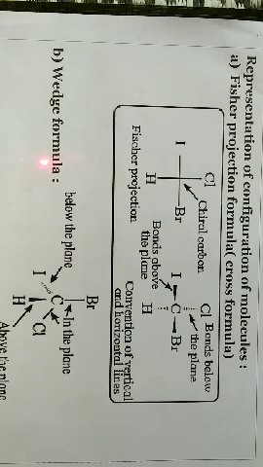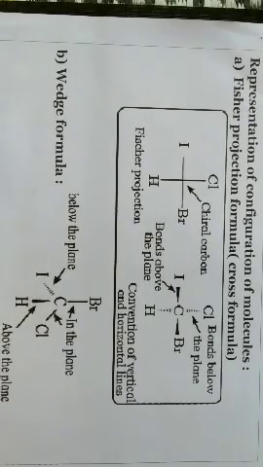One more formula is the wedge formula. In the wedge formula, the tetrahedral carbon is shown like this. The C-Br bond is in the plane. Then the C-H bond is above the plane, coming towards our side. The C-Cl bond is also in the plane, and below the plane is the C-I bond, shown by the dotted line. This is the way to represent the configuration of molecules.